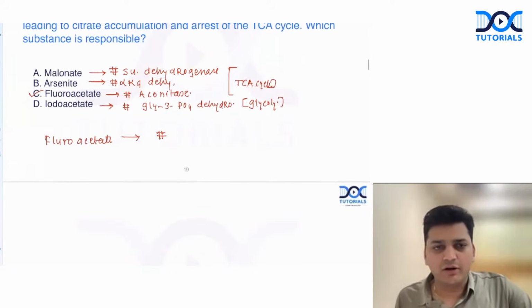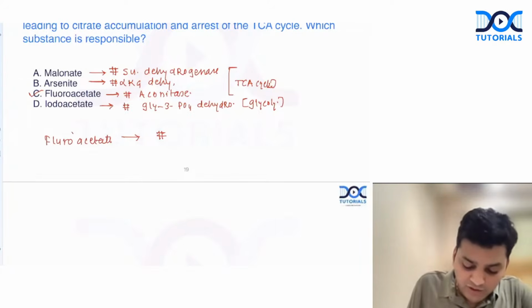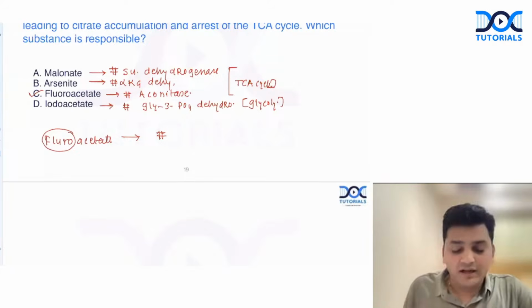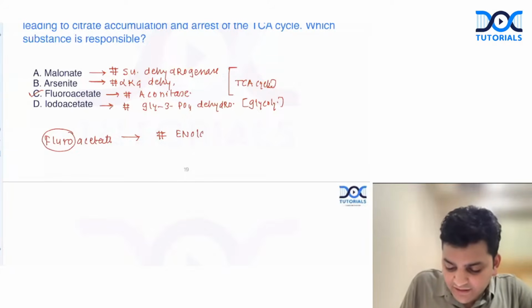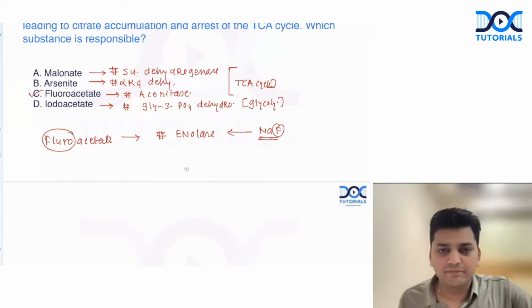The answer we already got, right? The answer to this question is fluoroacetate. My question is, fluoroacetate can inhibit which enzyme of the glycolysis? Because fluoroacetate contains fluoride. And fluoride can inhibit which enzyme of the glycolysis? Enolase. Enolase is inhibited by the fluoride, sodium fluoride, fluoroacetate. Fluorides can stop that, right?